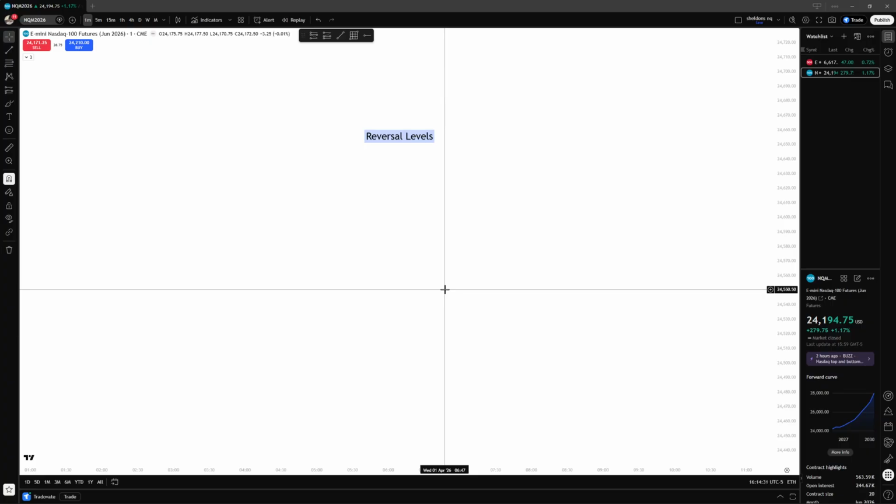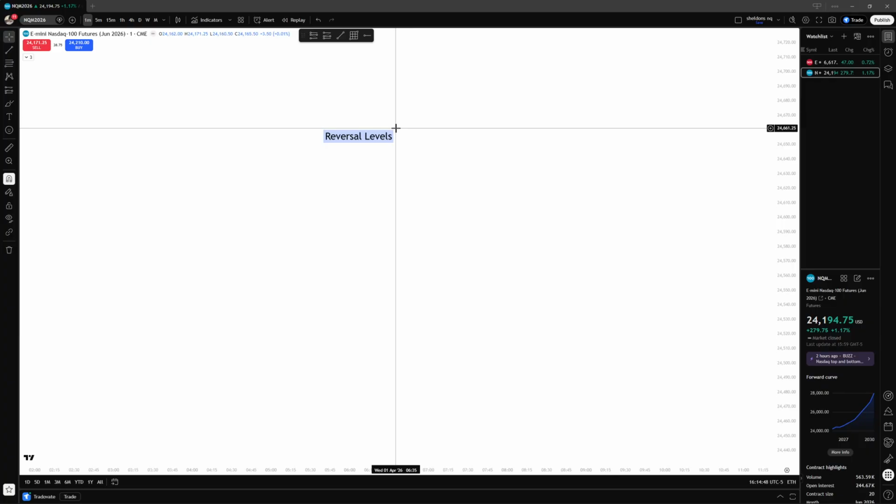And this is really just a low time frame thing. It's not something that can really be found on the higher time frame. I mean, it can, but that is based off your own discretion. After learning this, you can kind of see it on different time frames. But yeah, this is called reversal levels.